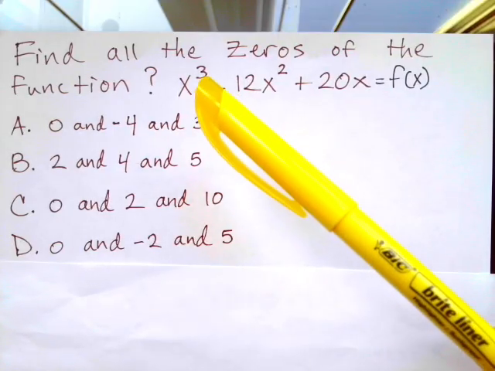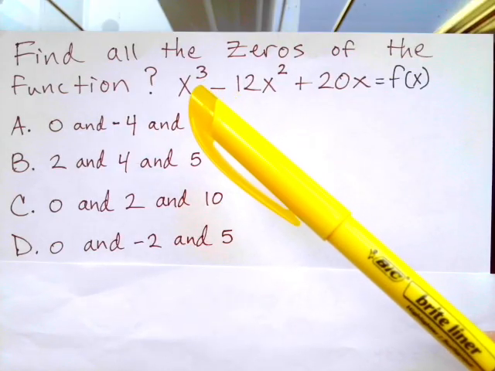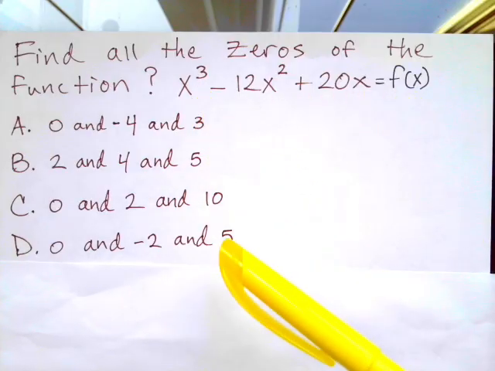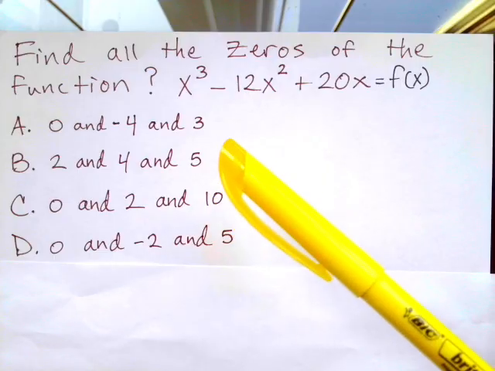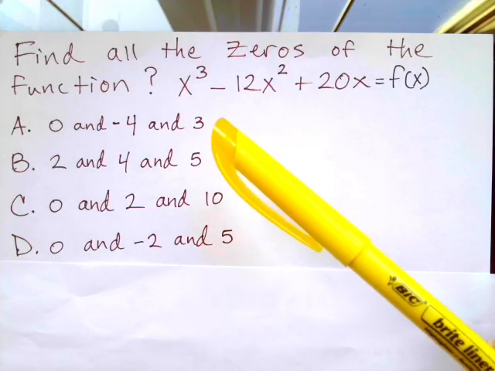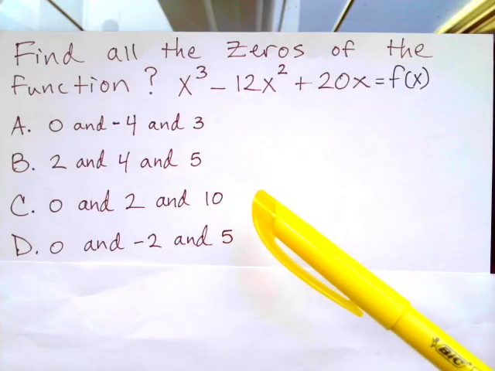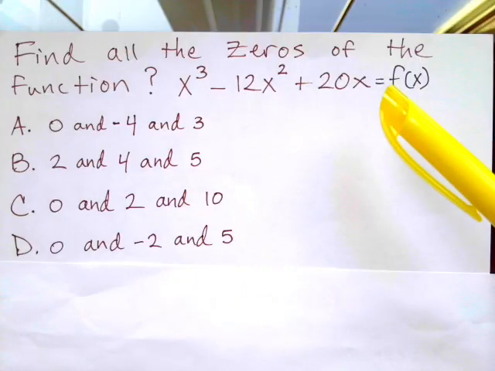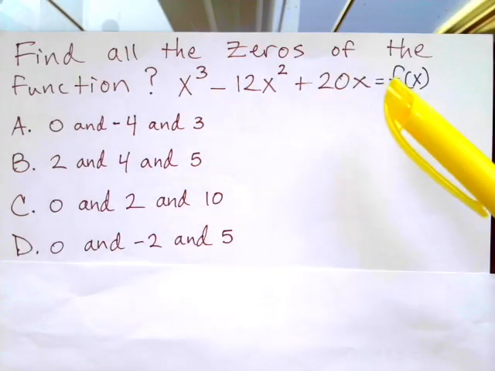So the key here is this is x to the third power. This particular function is going to have 3 answers. So if any of your options only give you 2 answers, more than likely it is a distractor and not an answer to the question. So let's go ahead and jump right in here. Let's take a look at this function.